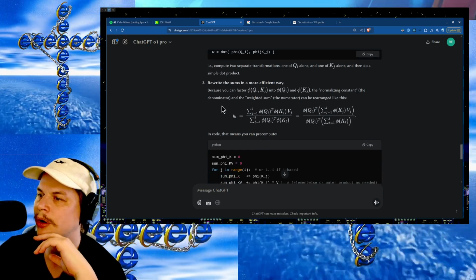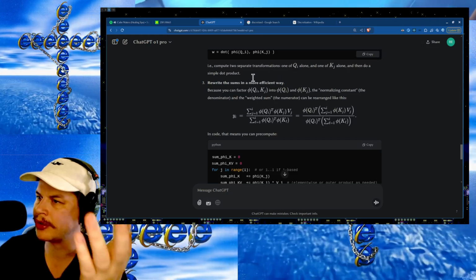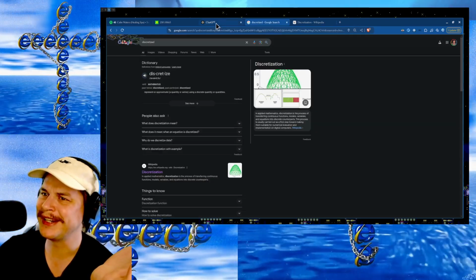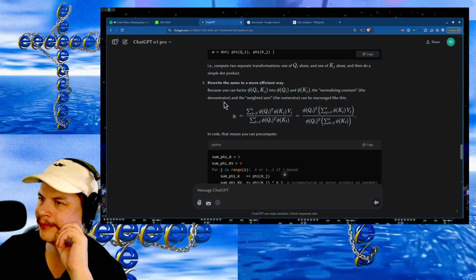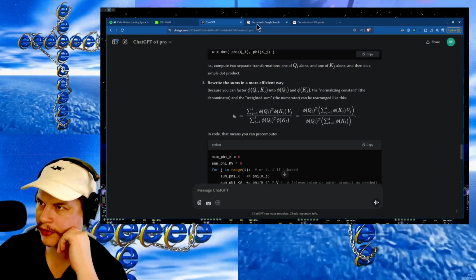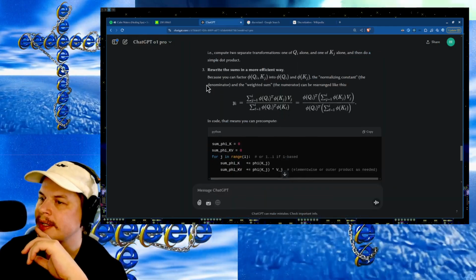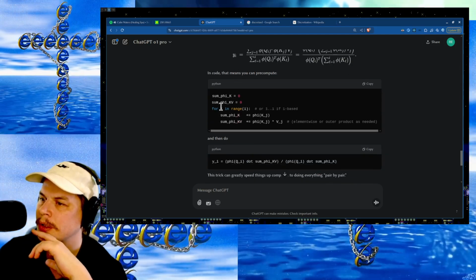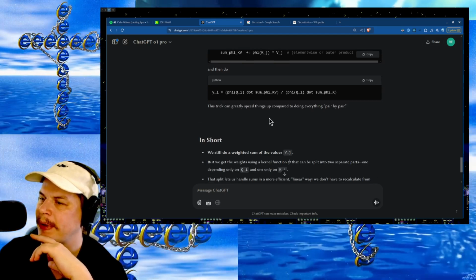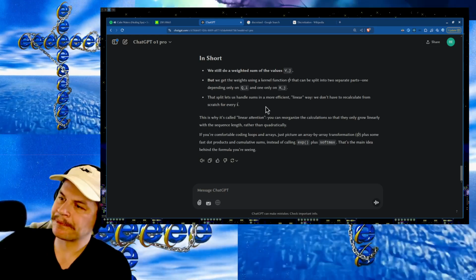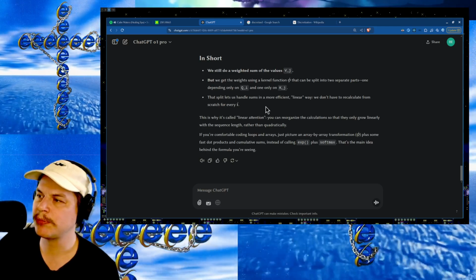Okay, rewrite the sums in a more efficient way. Because you can factor this into this and this, then this is the discretization. Jeez, that's a tough one. Because you can do this, I think it's discretization. That's what it feels like after reading the one sentence of a Wikipedia article. It can be organized like this. In the code, that means you could pre-compute, okay, and then you could do this. This trick can greatly speed everything up by doing everything pair by pair. Okay, so we still do the weighted sum of the values. We get the weights using a kernel function, which can be split into two separate parts.